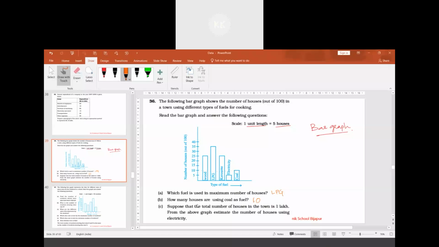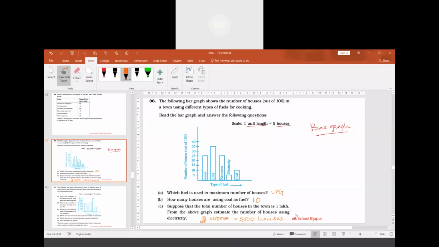Next, suppose that the total number of houses in the town is 1 lakh. From the above graph, estimate the number of houses using electricity. For 100 houses, 5 are there. So 5 out of 100. To find out for 1 lakh, you have to multiply by 1 lakh. 2 of the zeros will get cancelled here, and we get 5,000 houses.